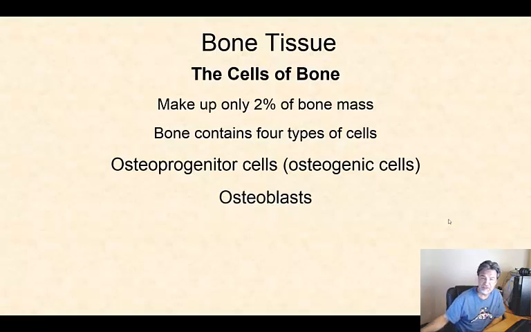Osteoblasts are the cells that manufacture the bone matrix, right? So they're involved with the process called osteogenesis, or the formation of bone. Once they become surrounded by bone matrix, then osteoblasts become osteocytes. And osteocytes are, of course, the mature bone cell.